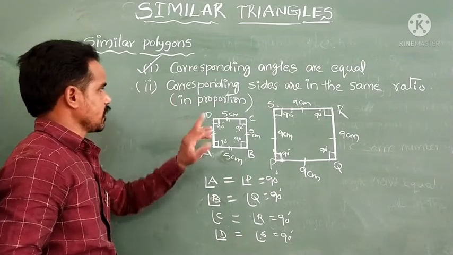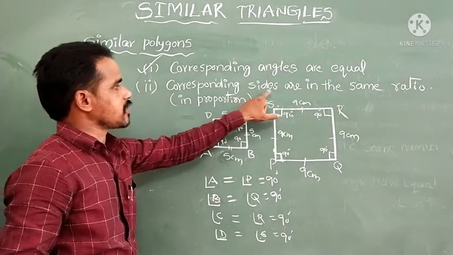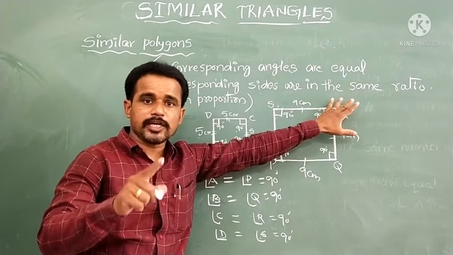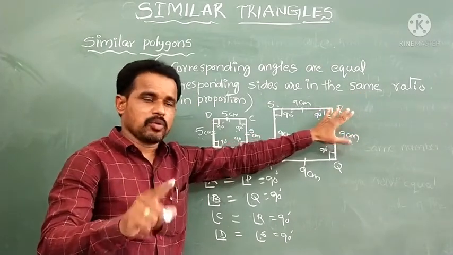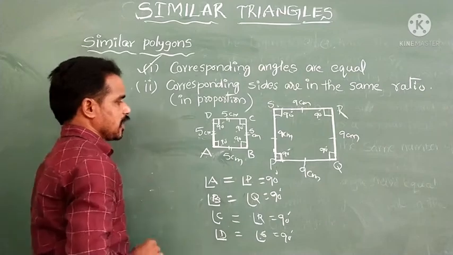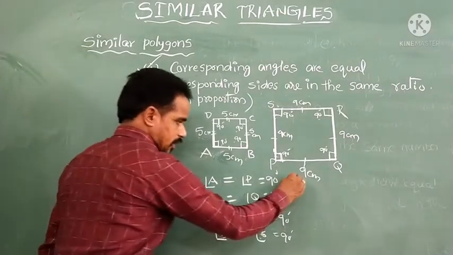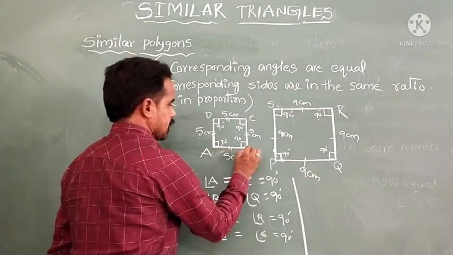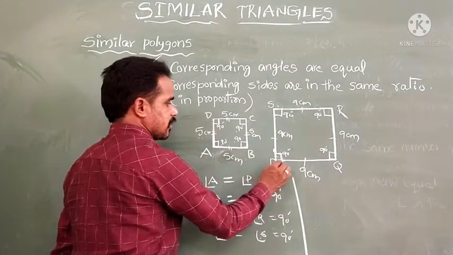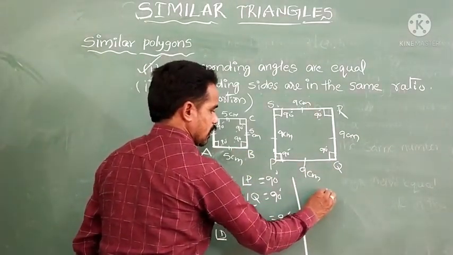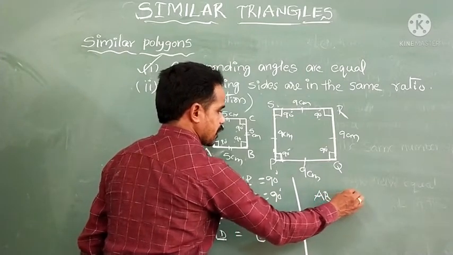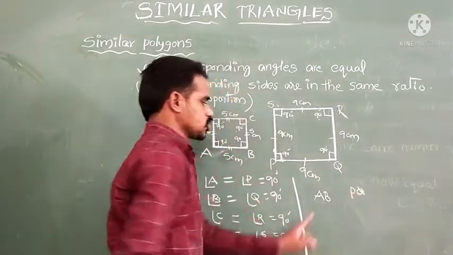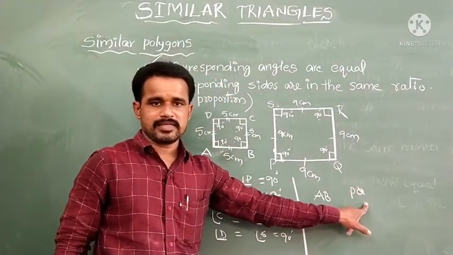Next comes the second condition. Corresponding sides are in the same ratio. Corresponding sides need to be in the same ratio? Yes, we will check. Corresponding angles are over. Next, come to corresponding sides. AB is corresponding with PQ. Side AB, side PQ. These two are corresponding sides.